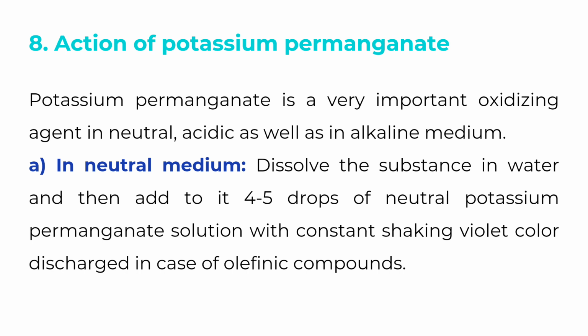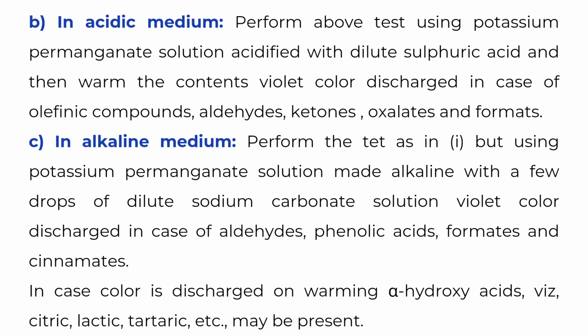8. Action of potassium permanganate. Potassium permanganate is a very important oxidizing agent in neutral, acidic as well as in alkaline medium. In neutral medium, dissolve the substance in water and then add to it 4 to 5 drops of neutral potassium permanganate solution with constant shaking. Violet color discharged in case of olefinic compounds. In acidic medium, perform the above test using potassium permanganate solution acidified with dilute sulfuric acid and then warm the contents. Violet color discharged in case of olefinic compounds, aldehydes, ketones, oxalates and formates.